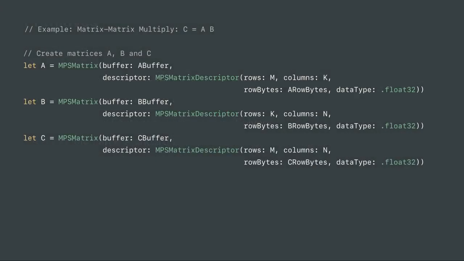And now let's take a look at a very simple code example. So we'll be doing matrix multiplication and computing just C equals A times B. So first, we need to create our matrices, A, B, and C. But you already know how to do this. I showed you in a previous slide.